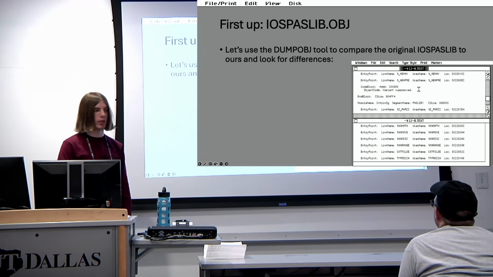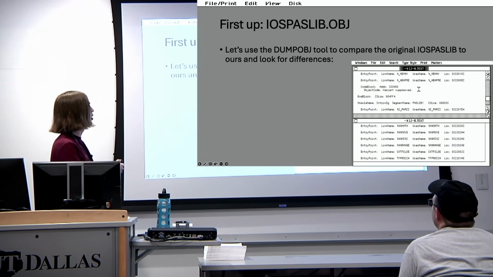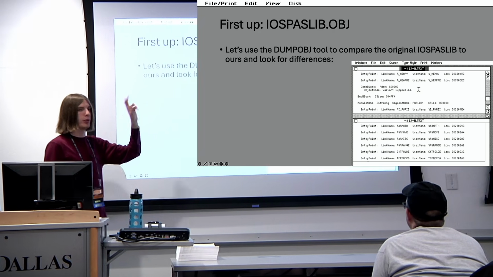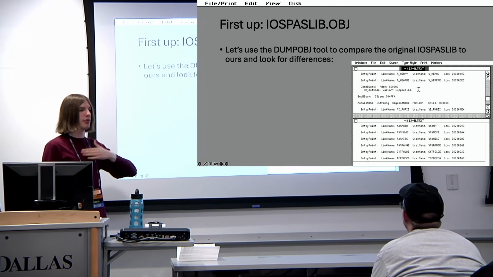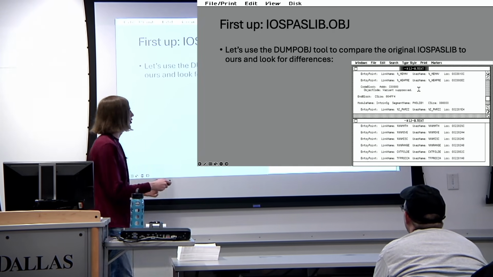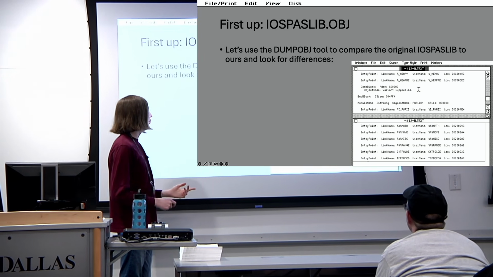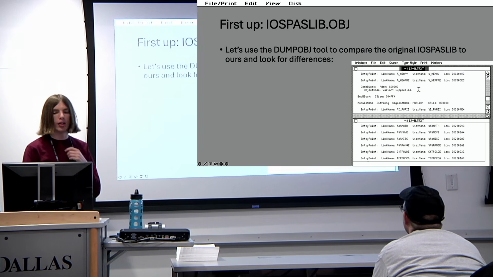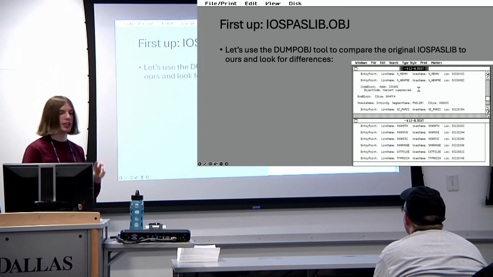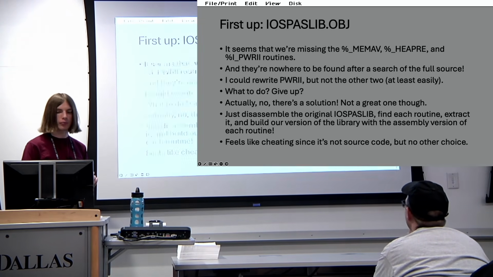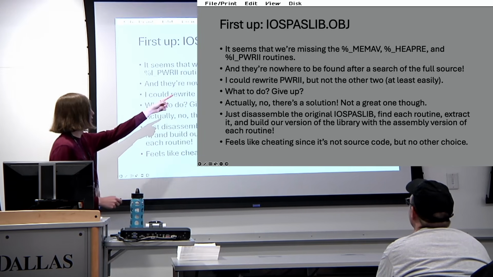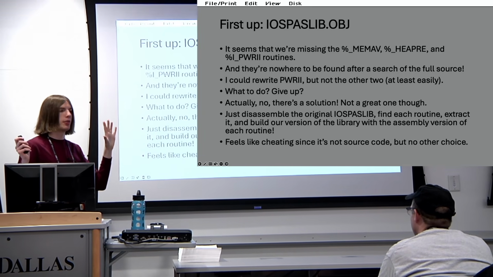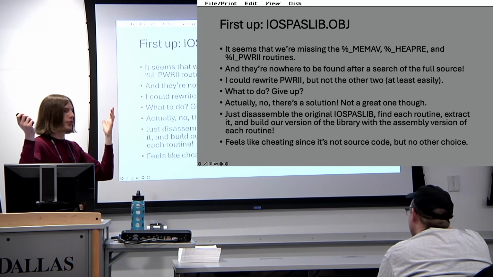And well, what I did is I used this tool called dump obj that's on the Lisa that dumped both the original object code for the original IOS paslib and the new stuff for my new IOS paslib. And you can see here that there's actually some discrepancies. The original IOS paslib had some extra procedures in it that my new one did not have. And it's these three in particular. And I couldn't find any of them in the source code, so we're just kind of screwed.